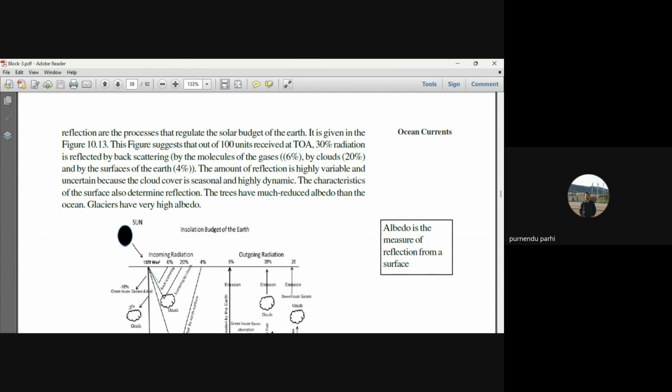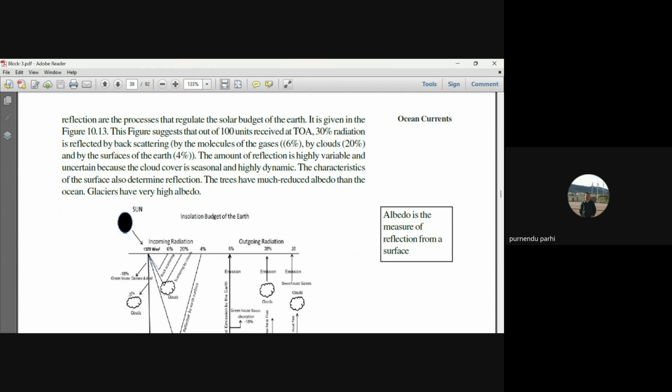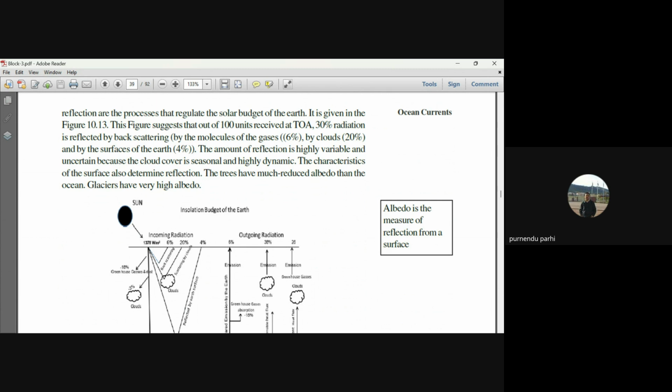The figure suggests that out of 100 units received at TOA, 30% radiation is reflected by backscattering on the molecules of gases, by cloud 20%, and by surface of Earth 4%. The amount of reflection is highly variable and uncertain because the cloud cover is seasonal and highly dynamic. The characteristics of the surface also determine reflection. Trees have much reduced albedo than the ocean. Glaciers have very high albedo.